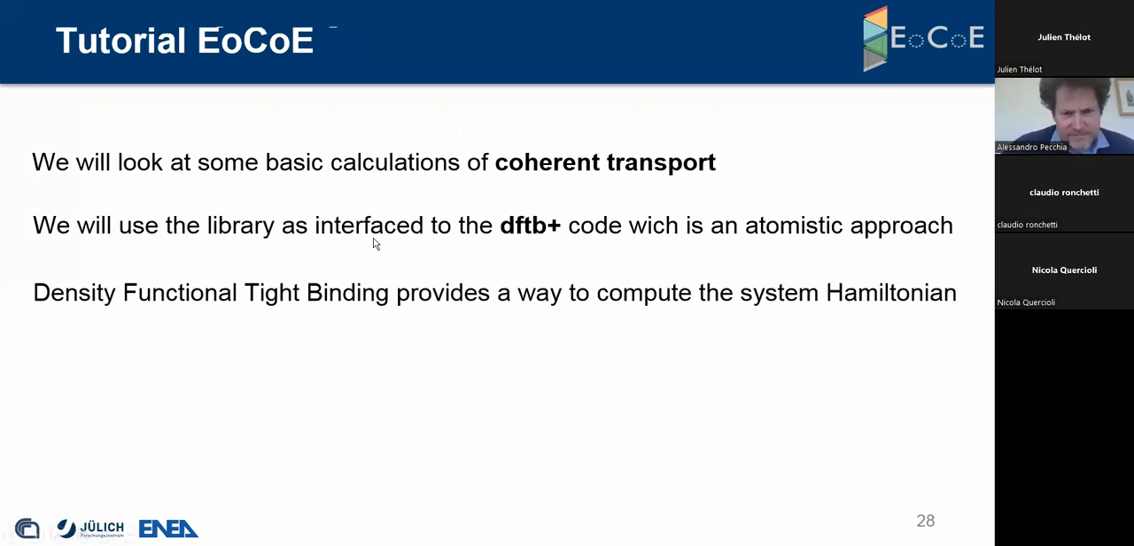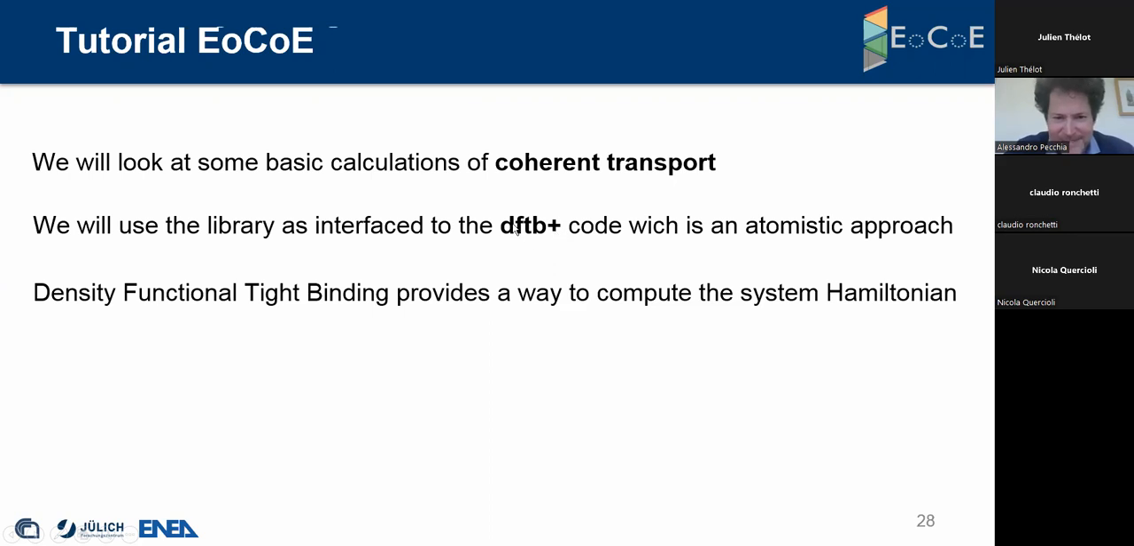Okay, in this tutorial, the idea is to look at basic calculations of even simple coherent transport in different types of systems. And we will use this LibNEGF interface to the DFTB+ code. DFTB+ is a density functional based tight binding code, so trying to simplify a bit the density functional formulation, essentially looking at the tight binding formulation of the density functional approach. It works for some materials very well, carbon and all the carbon-next-to-carbon atoms.